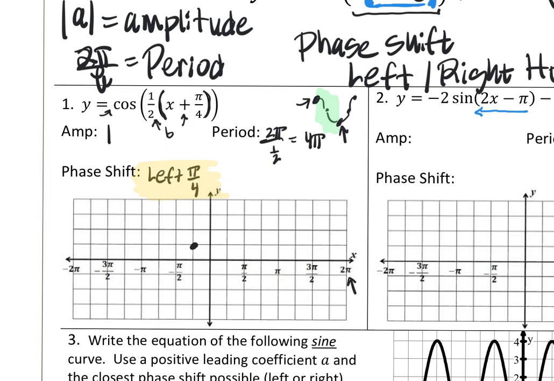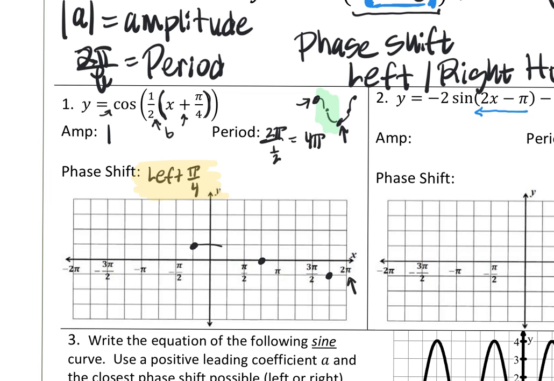So I would put a minimum here, which is -1, but I got to go left pi over 4. I know, it's kind of tough. It's okay. We got this. That means in the middle is our 0. Normally that would be at pi, but I'm going left pi over 4. There we go. So that is our 0.